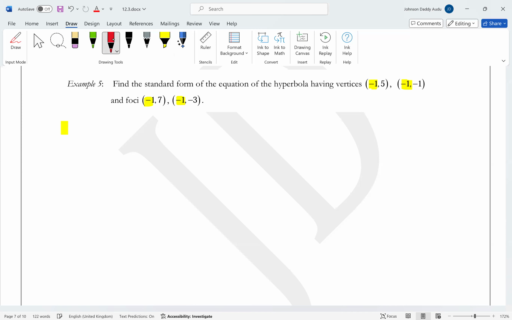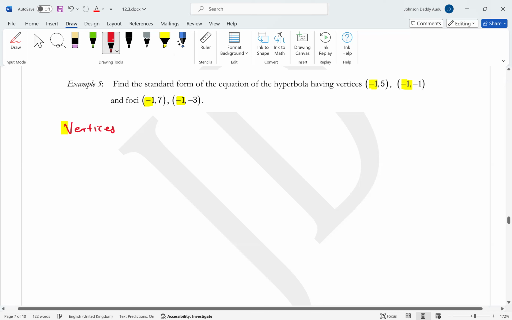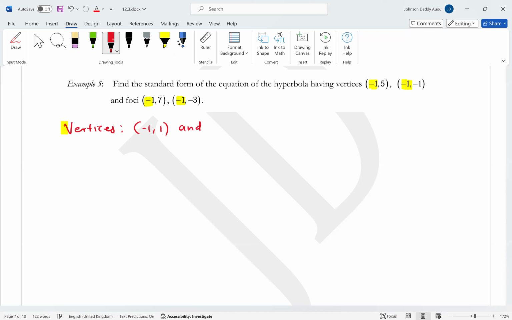So let's write it. You have that the vertices are minus 1, 1 and minus 1, 5. And this tells us that you're dealing with a vertical hyperbola. How do you find the vertical hyperbola? This is simply given by the formula. H is fixed, so you have h, minus a plus k, and h, a plus k. So these are the formulas.